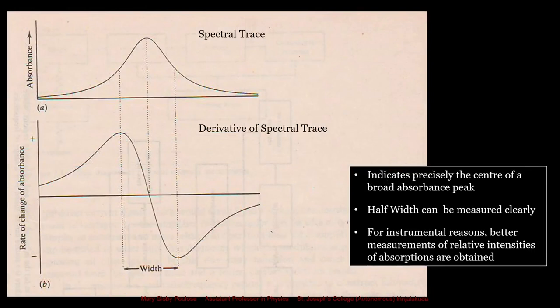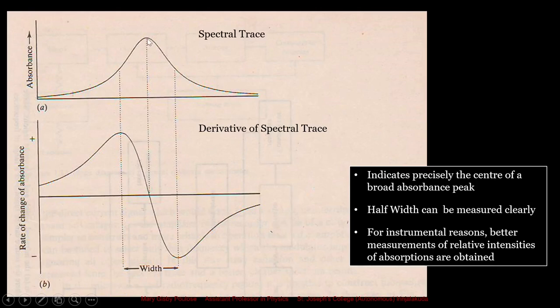Now, in order to get the perfect data from this spectrum, what we do is this: the top part is the actual spectral trace that we get from the instrument. But to identify the exact position of the peak, or to measure the half width of this peak, half width meaning the width of this peak at half of its amplitude, we take the derivative of the spectral trace, the derivative of this spectrum.